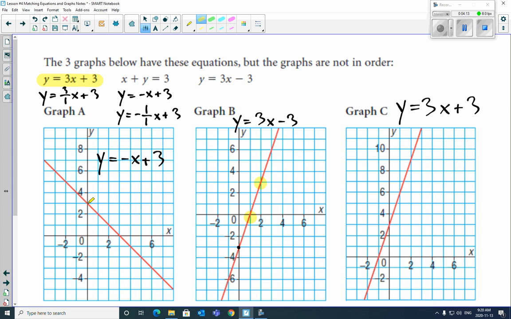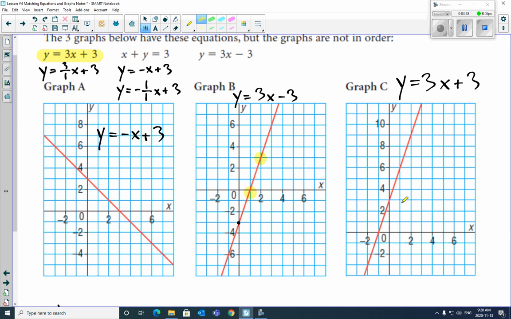So let's go over here, the first one here. So we start at positive 3, right? That's the y-intercept. This one, we go down 1 over 1, down 1 over 1, down 1 over 1. So this has a negative slope. So this has to be the y equals negative x plus 3. So by default, this last one has to be y equals 3x plus 3, but let's check it.